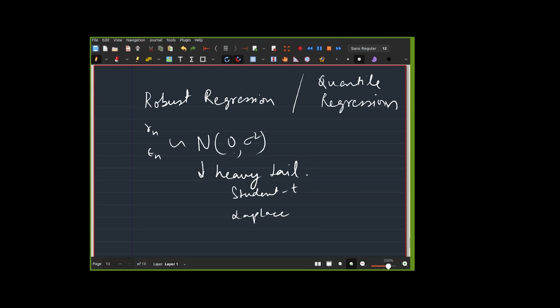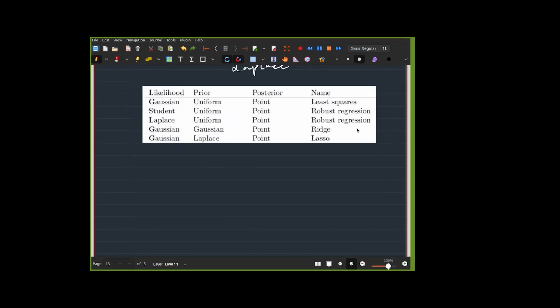And I'll just bring in a table here, which gives us a good, bigger picture of all kinds of regression we can do. Okay. So here are these situations. All of them are point estimates, which means that we are doing either MLE or MAP, but we are not interested in the whole distribution of the parameters. So let's say I wanted to do least squares. Here I assume my likelihood is Gaussian and my prior is uniform.